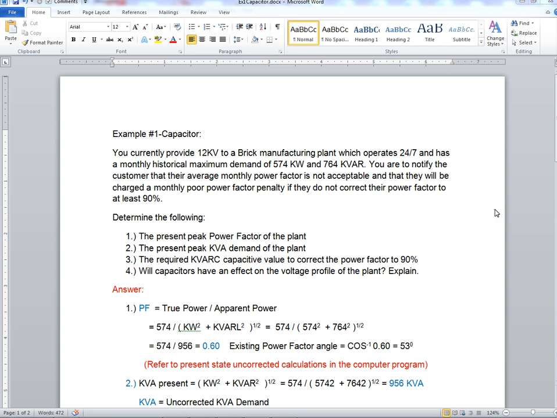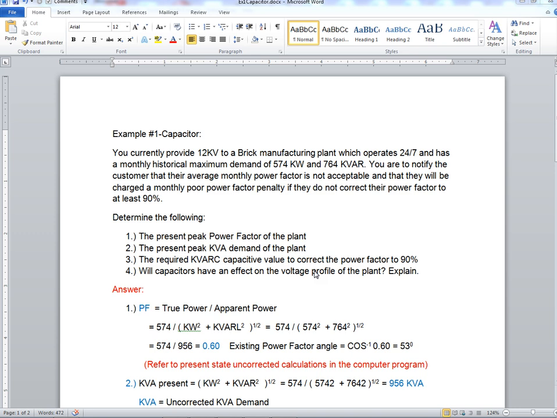Example 1 says you are currently provided 12 kVA to a brick manufacturing plant, and it operates 24/7. It has a maximum kW demand of 574 and a kVAR inductive load of 764 at peak. All of these are peak values that we have here. They want us to determine the power factor when we try to increase this to a 90% power factor as far as the plant is concerned. So we need to know what the existing power factor is, and then what we have to do to increase that to the desired power factor.